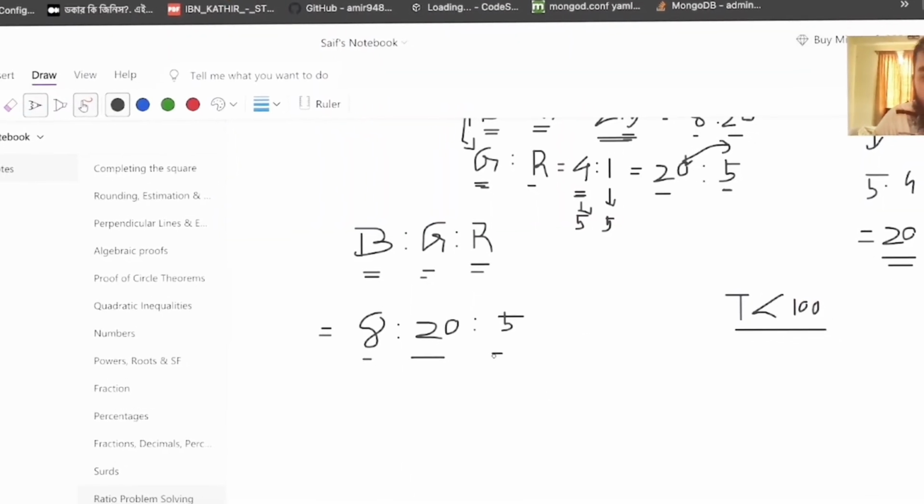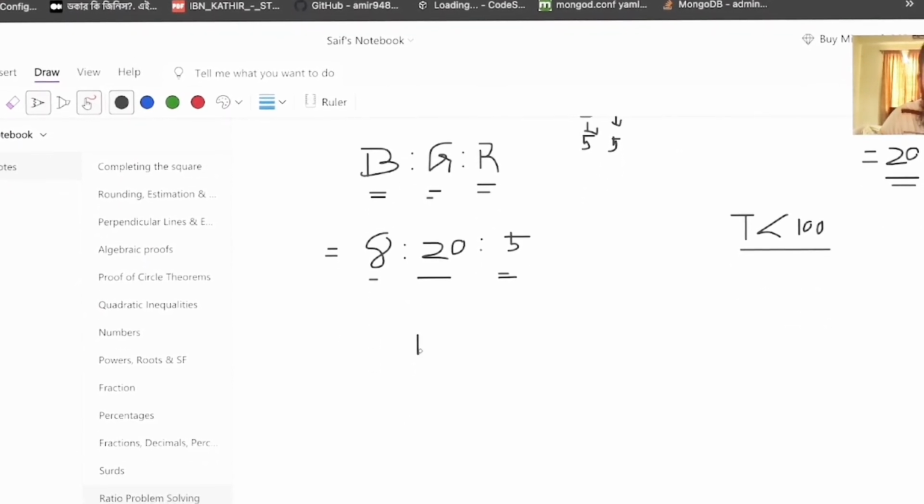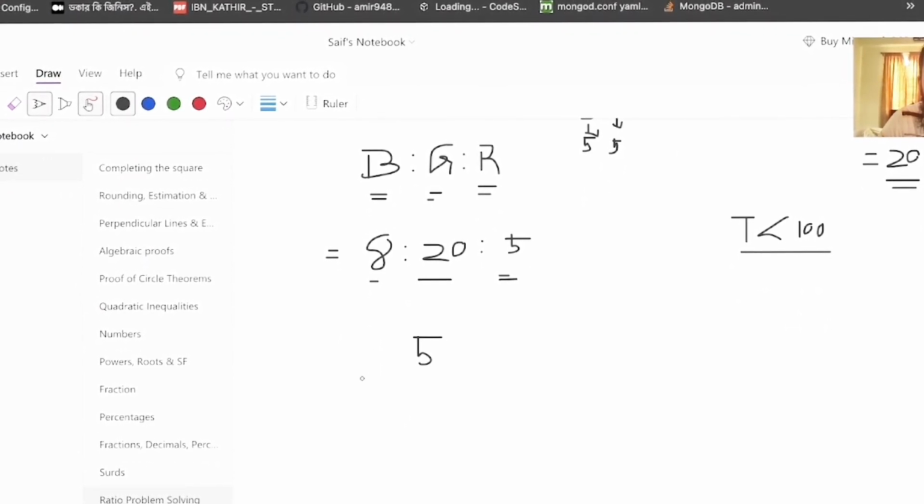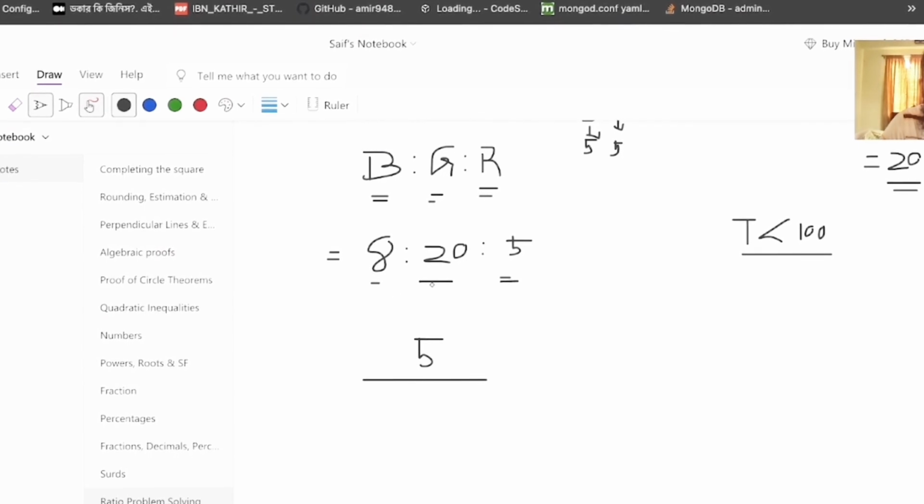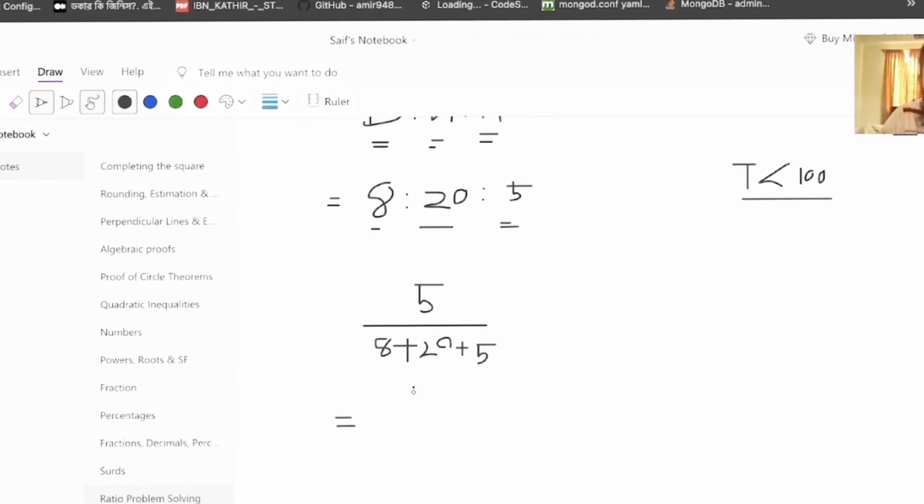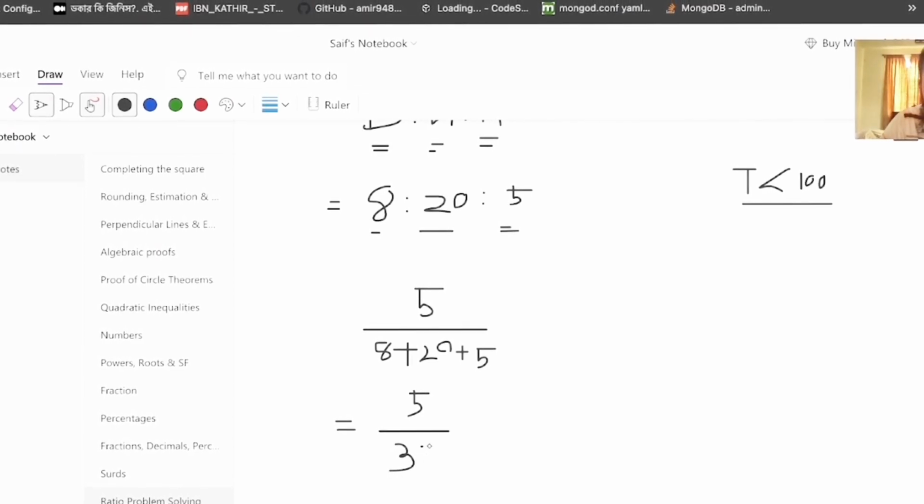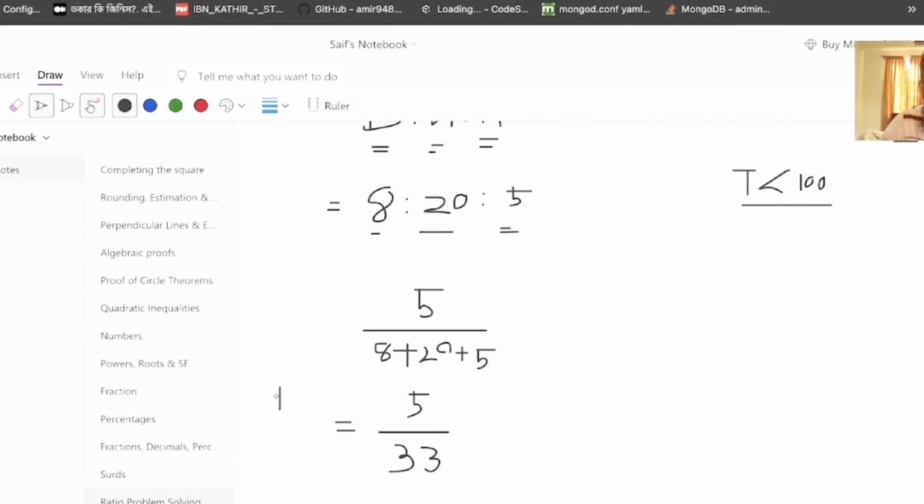What was the ratio of red pens? 5. So what is the ratio of red pens to the total number of pens? The total in this ratio is 8 plus 20 plus 5, which is 33. So we have 5 by 33. This is the ratio of red pens to the total number of pens.